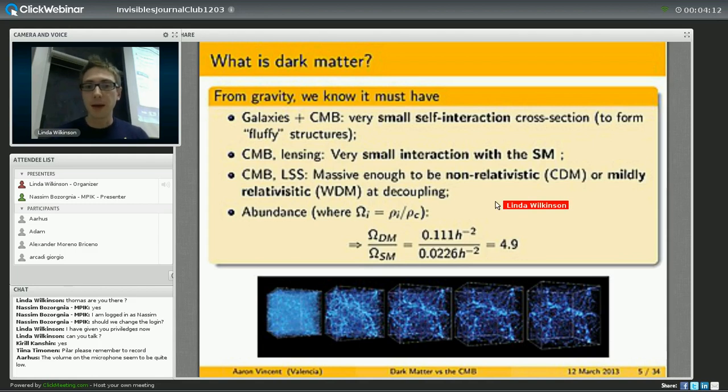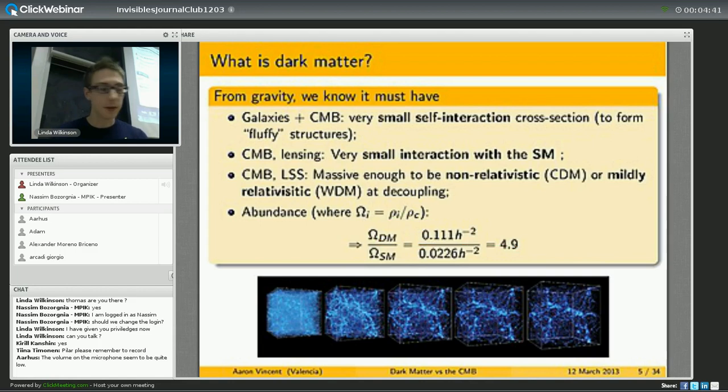model. And other observations tell us that it has to be massive enough to have been non-relativistic, or only mildly relativistic at the time of decoupling, so that the galaxies, the structures that we see today, would be able to properly collapse. So if the dark matter was too hot, too fast, then these structures would have just streamed away rather than collapsing. And we know the abundance of dark matter relative to the abundance of the standard model in terms of energy densities is about a factor of 5.